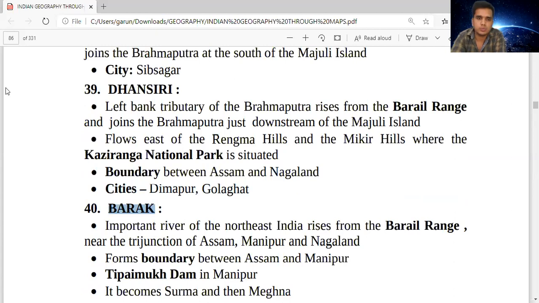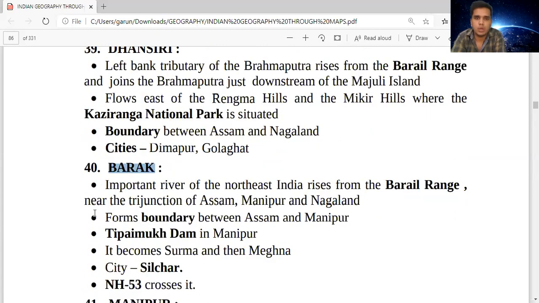Next is Barak River. Important river of northeast India, rises from Barail Range near the tri-junction of Assam, Manipur, and Nagaland. Forms boundary between Assam and Manipur.